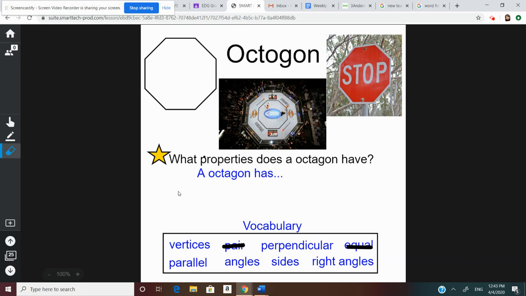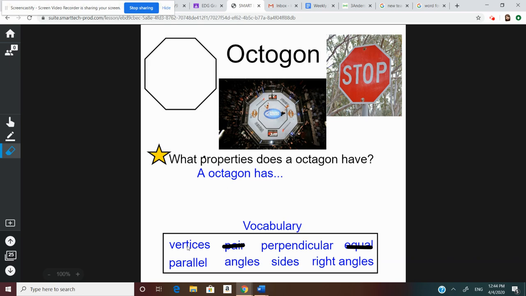Octagon is an 8-sided figure. So an octagon is always going to have 8 sides. It always looks like this. So I want you to pause the video again and notice what properties does it have? How many vertices? Does it have perpendicular lines? And go through all of these vocabulary again and write down your answers. And come back when you're done.